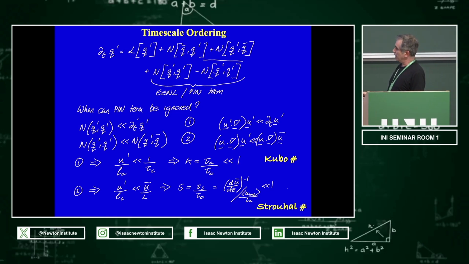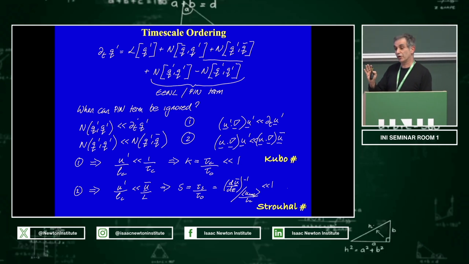Or you can compare this term to essentially the u prime dot grad u bar, and in this case this is essentially an overturning time and a shear time. So if the shear time is very much smaller than the overturning time, this is the Strouhal number. If that's less than 1, again you can neglect that term. But these conditions are very hard to ensure. Should both hold, or one of the two? Oh, one of the two. One of the two.